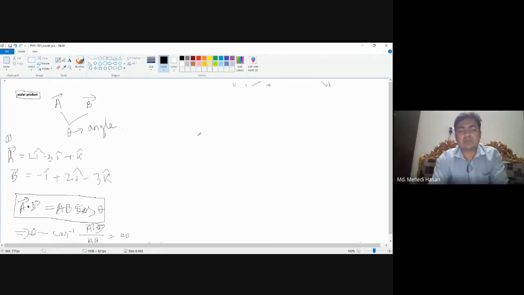Now in case of question C, the component of a vector along the direction of another vector. So if we draw a vector like that, this is vector A and this is vector B.